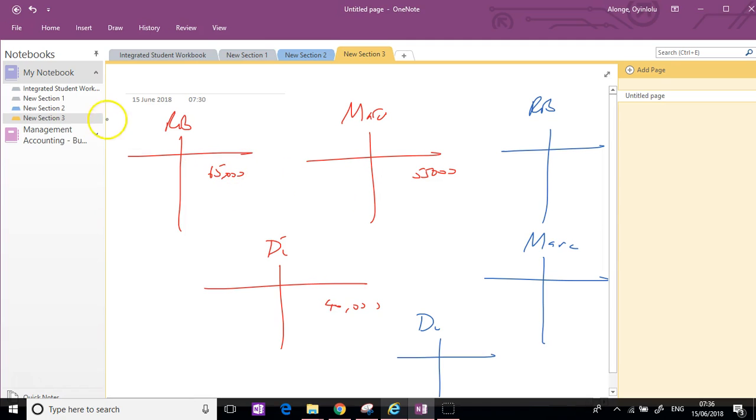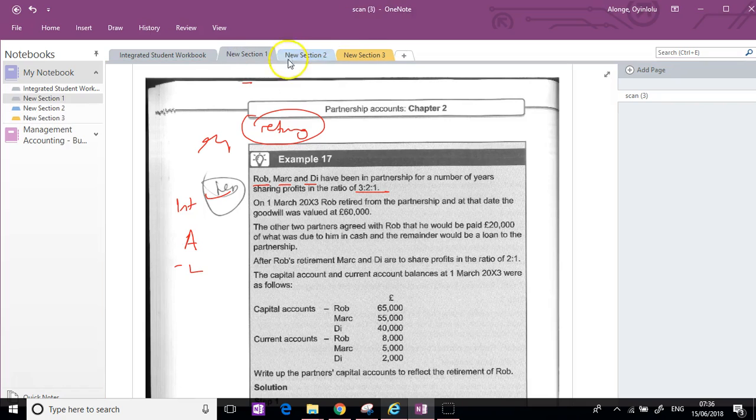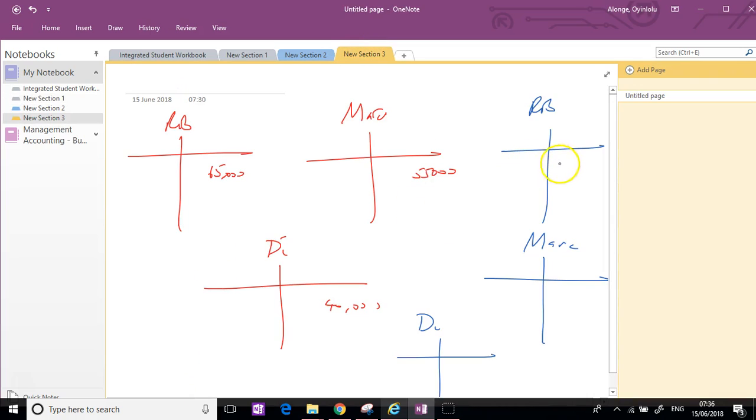Okay, let's carry on. So Rob, what is his capital account? I'm sorry, his current account. Current account for Rob, 8, 5, and 2. That's what we have here. So Rob's stake in this business right now is 65 plus 8. Mark, 55 plus 5. D, 40 plus 2. That's really all capital.